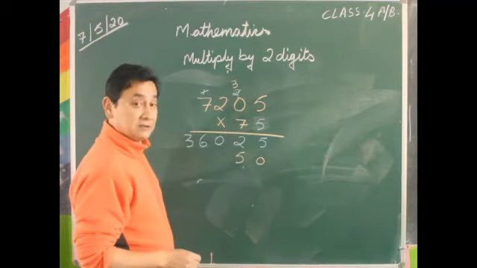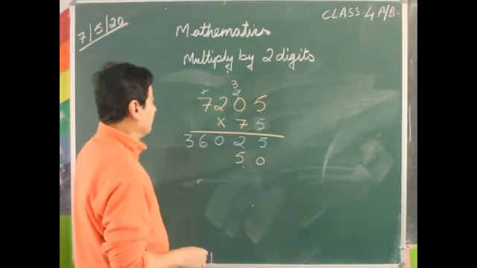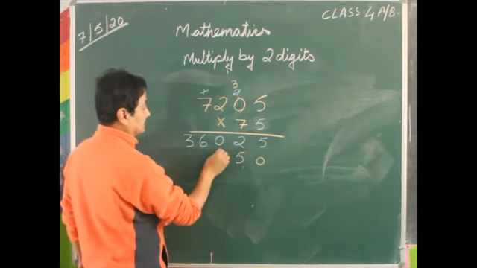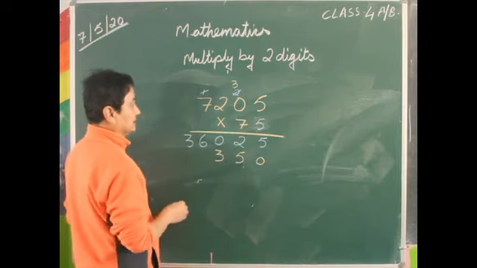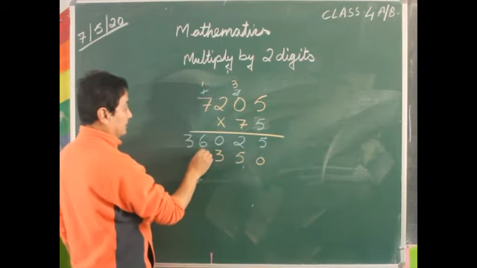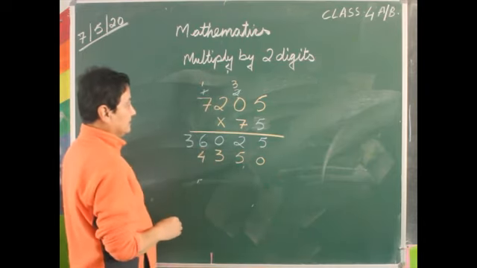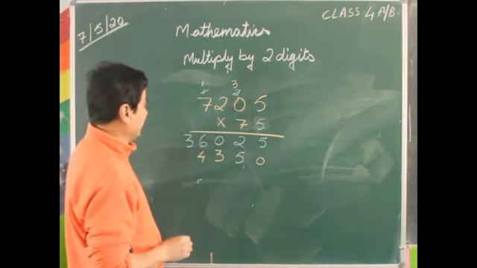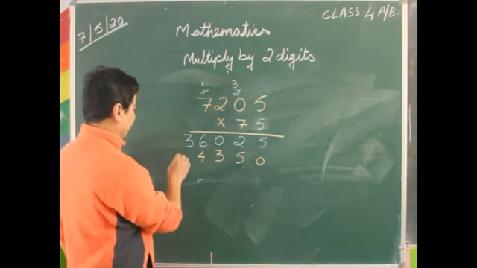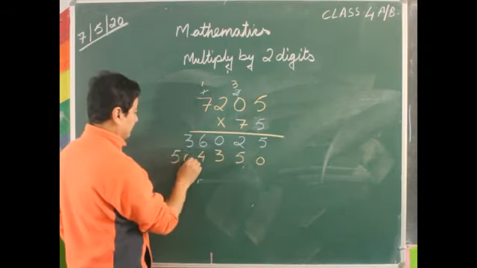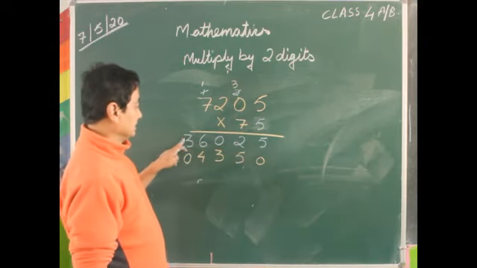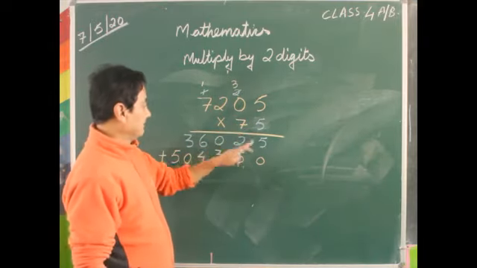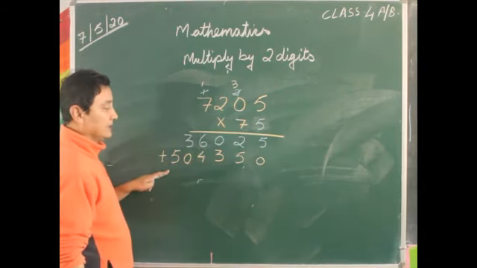7 zeros are 0 plus 3, 3. 7 2s are 14. 1, 4. 7 7s are 49 plus 1, 50. So, when we multiply with 5, we got this answer. Now, when we multiply with 7, we got the answer in yellow.